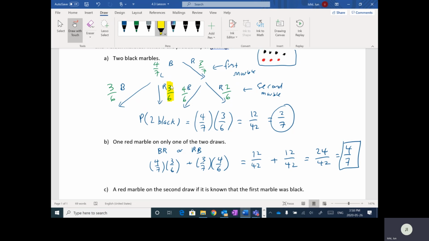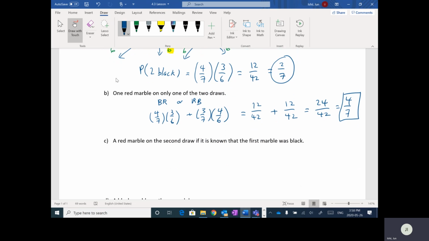So this would be the actual probability, right? What it's saying is we know that it's down this branch. So this has happened. What's the probability of getting a red then? It's just basically 3 out of 6, because the first marble was black. So the answer to this one is quite simply 3 out of 6, which reduces to 1/2.